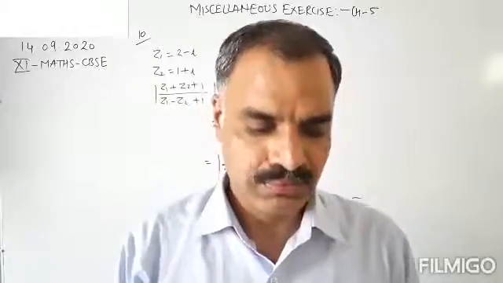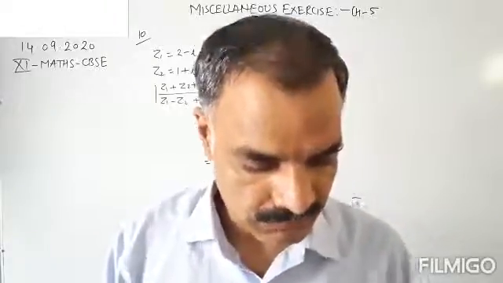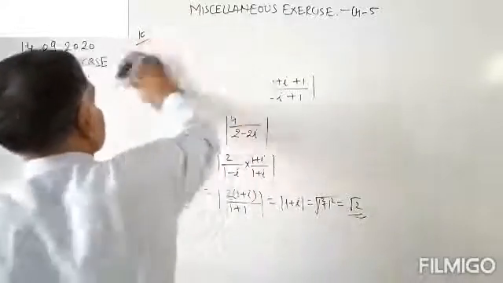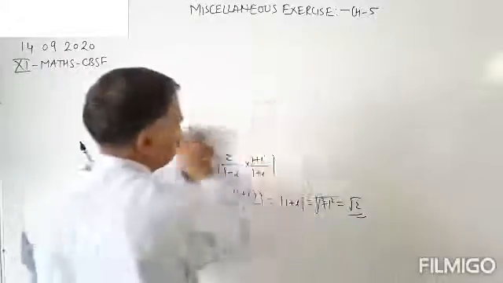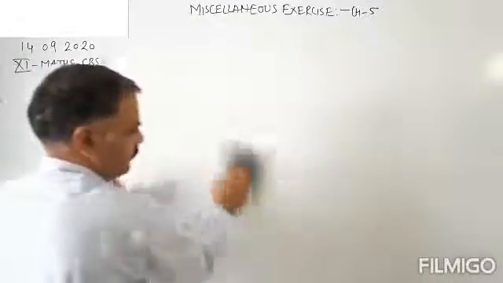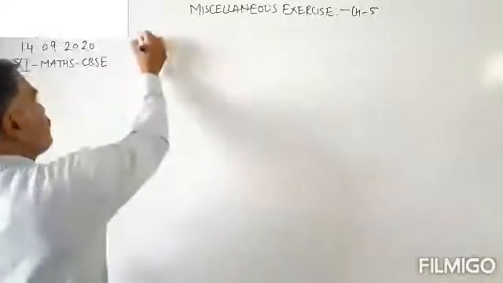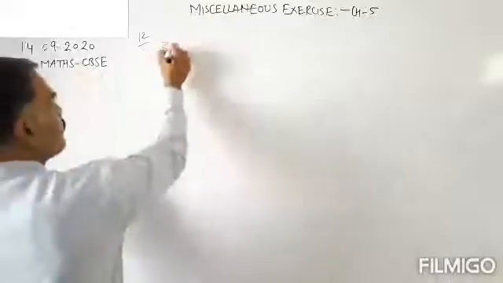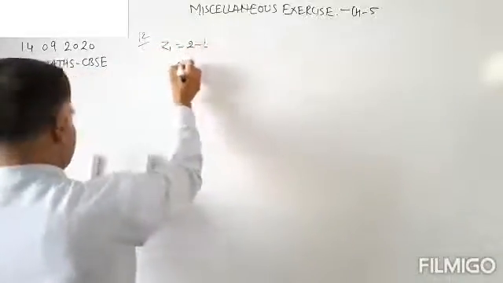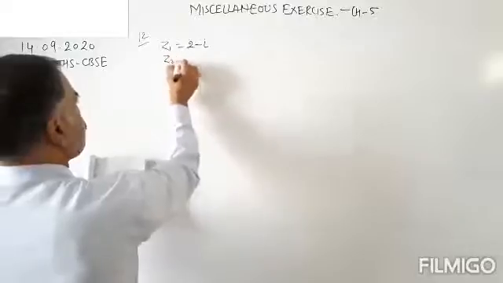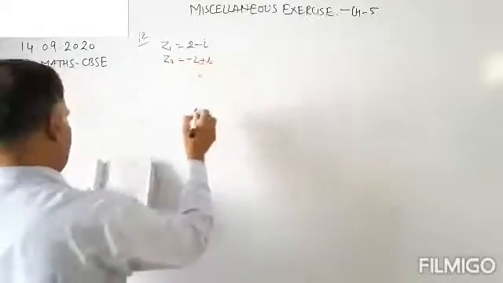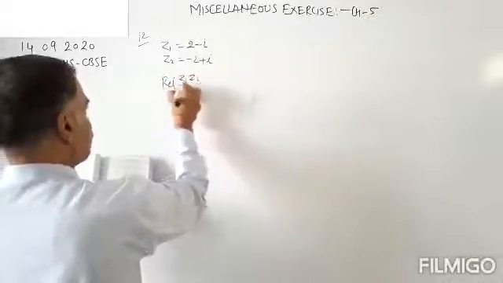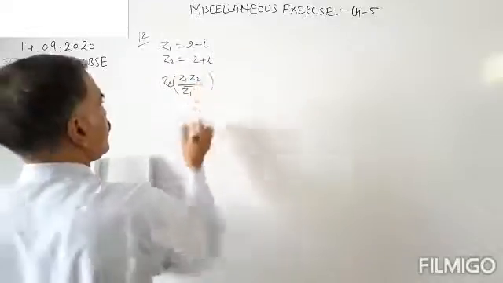Now let us take question number 12. Z1 is equal to 2 minus iota and Z2 is equal to minus 2 plus iota. We have to find the real part of Z1 Z2 upon Z1 bar.